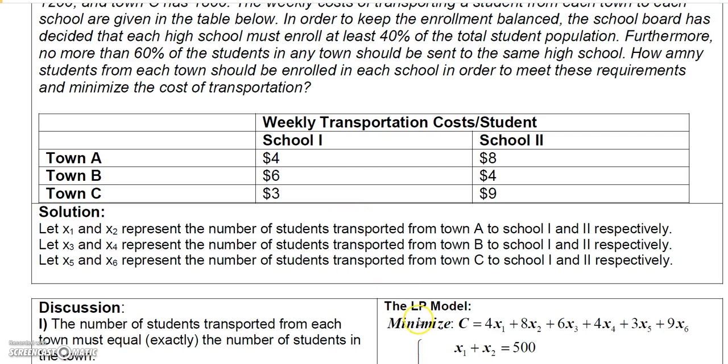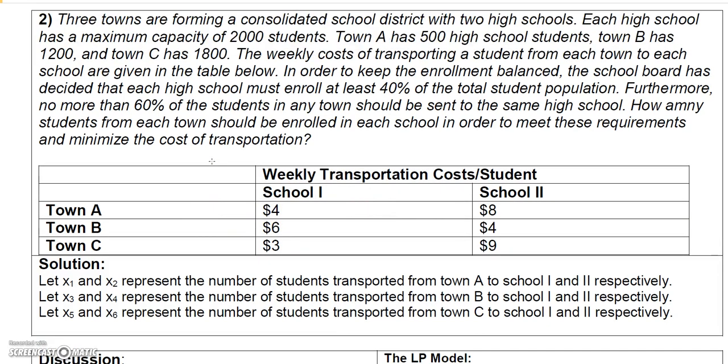Now the objective function is actually pretty easy to set up, because you know you want to minimize cost here, and you know the cost from town A to school 1 is $4 per student. I'm just getting this from this table up here. The cost from town A to school 2 is $8 per student. The cost from town B to school 1 is $6 per student. From town B to school 2 is $4 per student. From town C to school 1 is $3 per student. And from town C to school 2 is $9 per student. So that's our objective function. If you add all these up, that will represent your total cost.